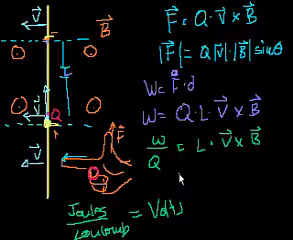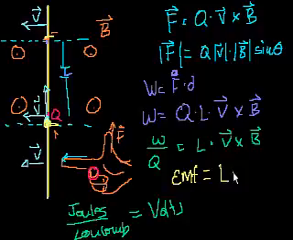So we could say that the EMF, the electromotive force, or the voltage across from here to here, but they're really the same thing, is equal to the length of the wire that's in the magnetic field times the velocity that you're pulling the wire across the magnetic field.